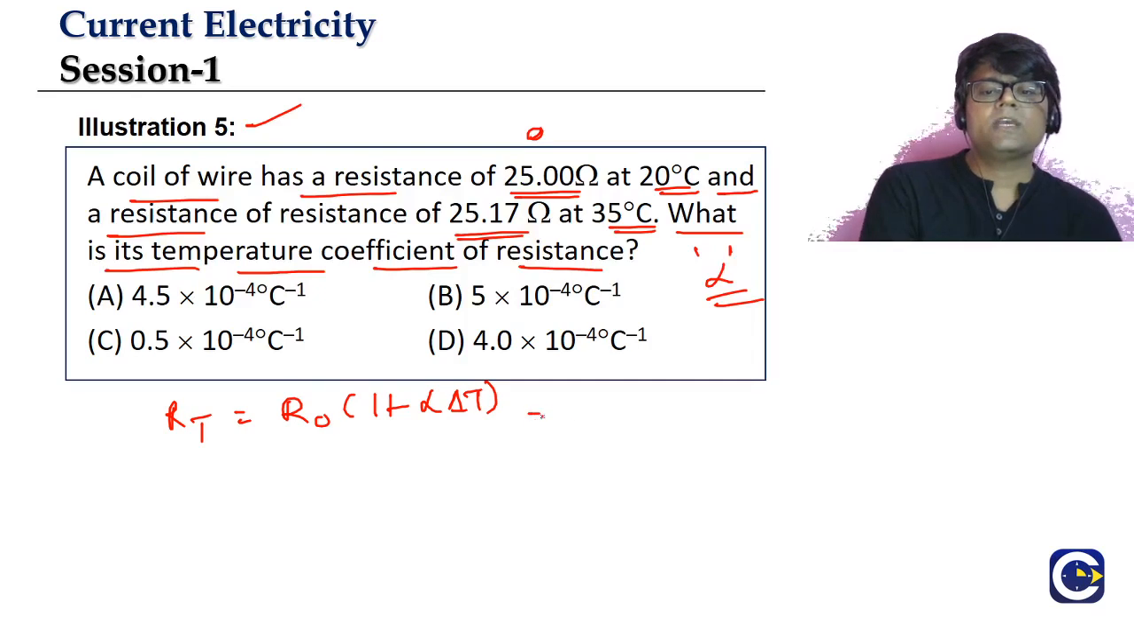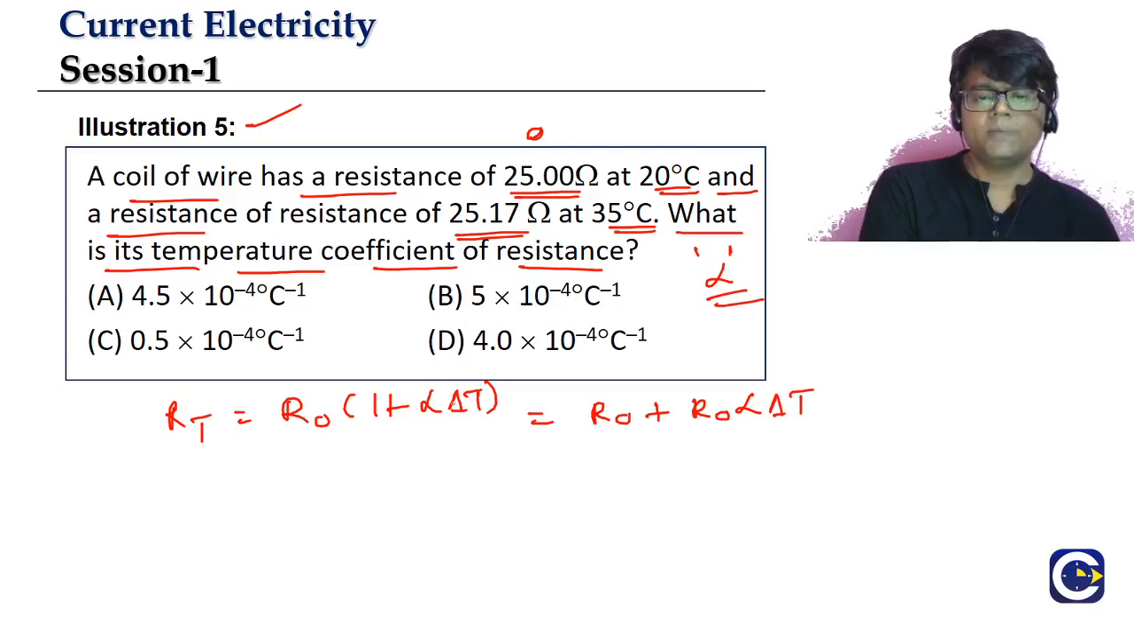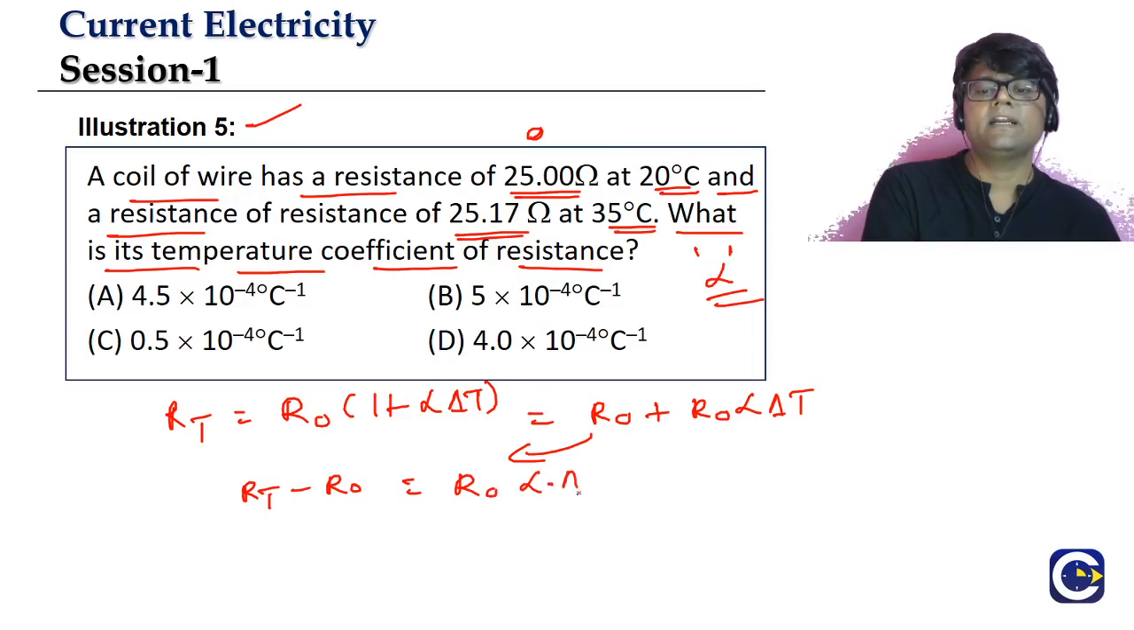Okay, so we can also write it like this. Check it. R naught plus R naught alpha delta T. Basically we are opening up the bracket and using the distributive law. So if we take it to the LHS, RT minus R naught will be equal to R naught into alpha delta T.